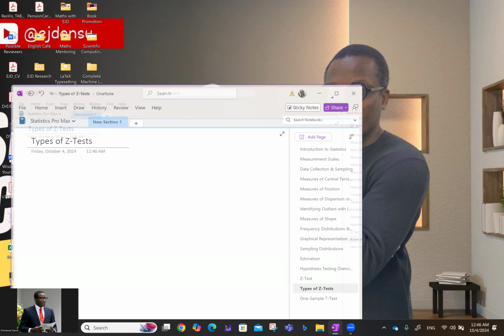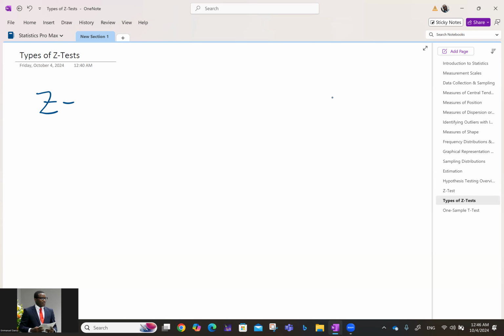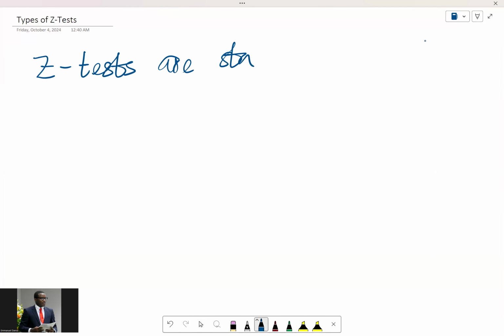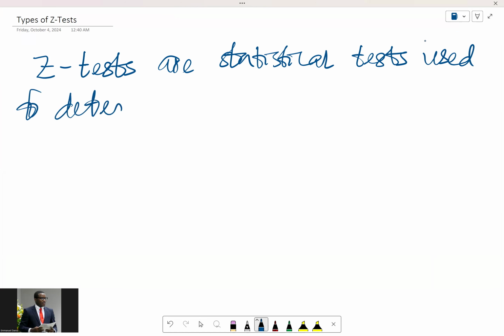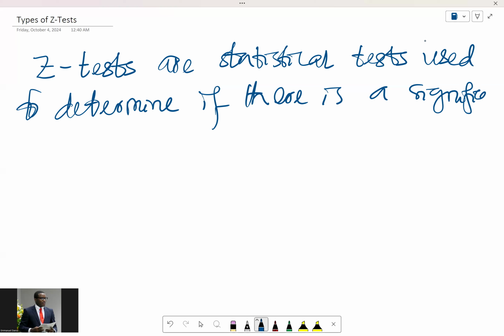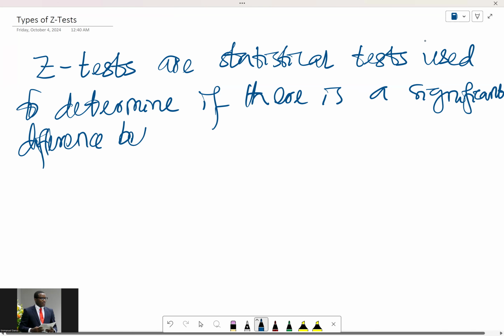Okay, like we already know, Z tests are statistical tests used to determine if there is a significant difference between sample and population means.